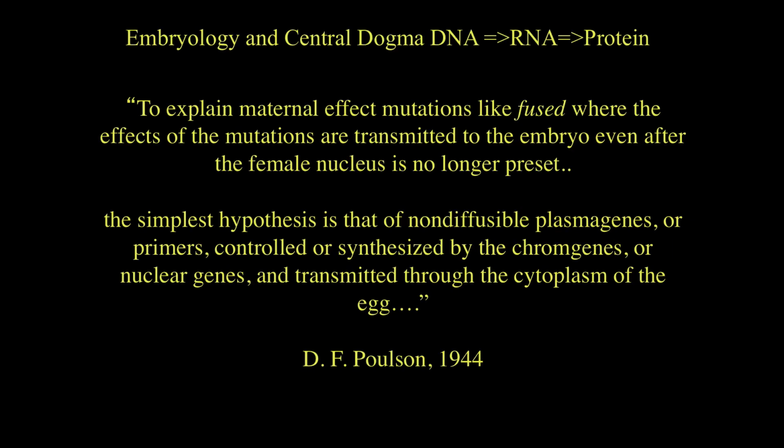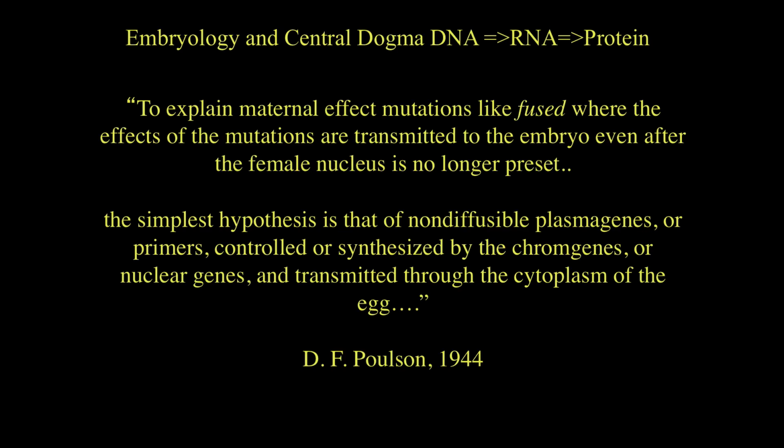Another interesting thing in Poulsen's paper: the idea that genes in the nucleus would control properties of the cell became gradually accepted, but how they did that was unclear. I want to point out to you that embryology played a central role in our understanding, specifically maternal effect mutations, because, as Poulsen points out, to explain maternal effect mutations, the effects of mutations are transmitted to the embryo even after the female nucleus is no longer present.